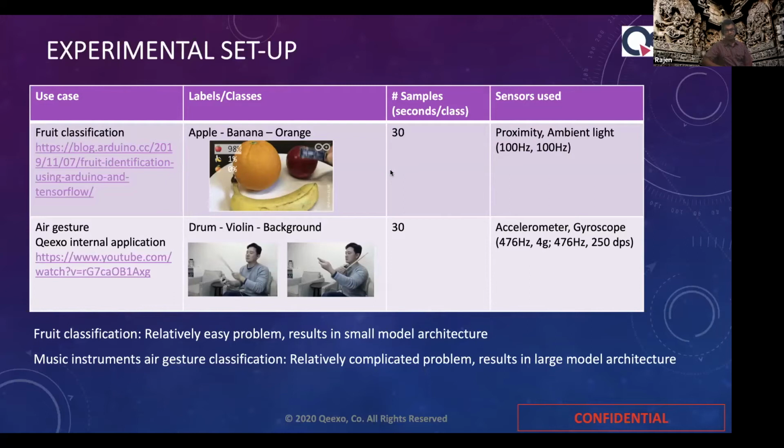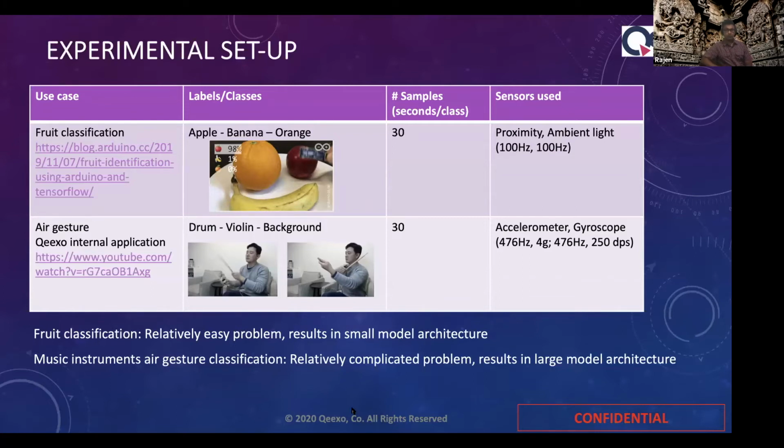And the second problem we will consider here is the musical instrument air gesture classification problem. I have inserted a YouTube video link over here, and you can see our CEO Sang doing 2 different kinds of gesture. One is the drum gesture and the other one is the violin gesture. And the Arduino platform is attached to this particular stick so that we can actually record the accelerometer and the gyroscope data. And based on those acceleration and gyroscope data collection, we can try to recognize whether someone is either playing a drum or playing violin.